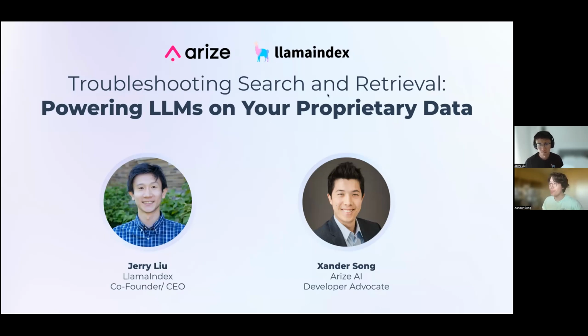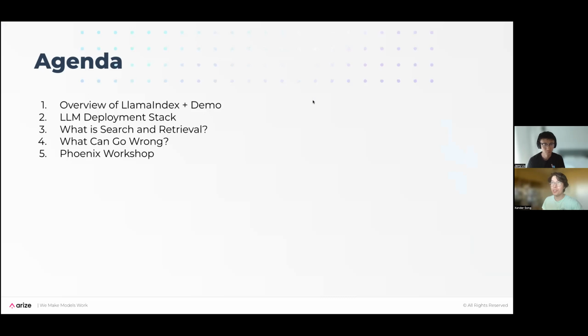Let's first go over the agenda of what we're going to talk about in today's workshop. Jerry, if you could hit the next slide for me. The first thing we're going to do is Jerry is going to give you an overview of LlamaIndex, and he's going to give you a demo of some of the capabilities of what you can use it for. We're then going to talk about the LLM deployment stack. And in particular, we're going to focus on search and retrieval. And we're really going to focus on what can go wrong with search and retrieval in production.